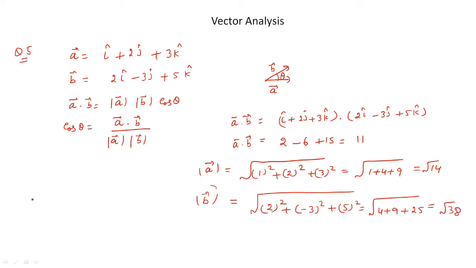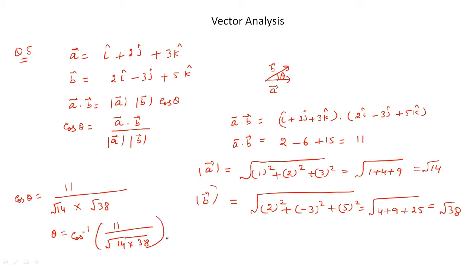Now we can find the value of the theta. Here cos theta will be equal to A dot B. So A dot B is equal to 11, then root 14 into root 38. So here theta will be equal to cos inverse 11 upon root 14 into root 38. So this is the answer of the problem.